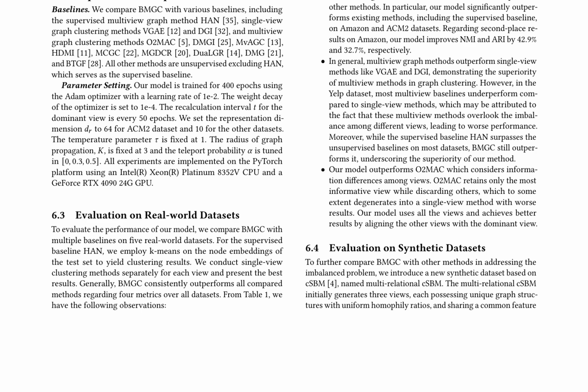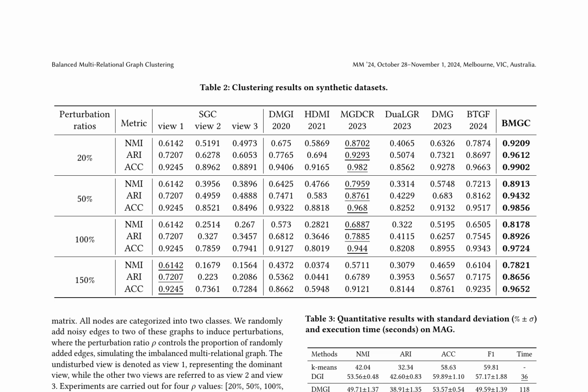In multi-relational graphs, view imbalance hinders clustering performance. To address this, the Balanced Multi-Relational Graph Clustering (BMGC) method is proposed. BMGC ensures balanced clustering by jointly modeling multiple views and relations.